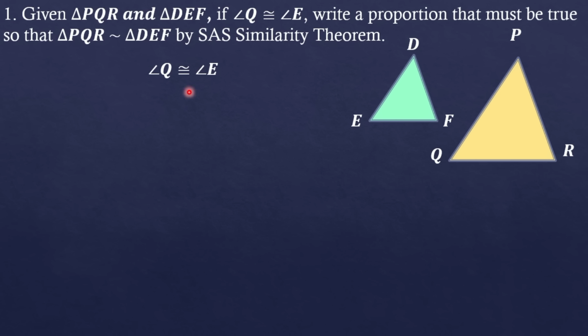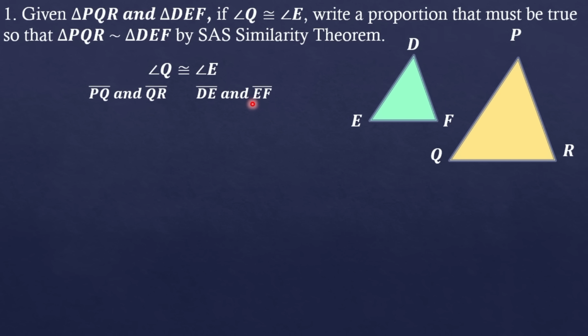So, ano ba yung side ni angle Q? So, we have segment PQ and segment QR. Ano ba yung side ni angle E? We have segment DE and segment EF. Okay? So, para makuha mo yung SAS, dapat po yung included angle mo, ang kukunin mo pong side ay yung side nung angle. Okay? So, now, kailangan daw po natin ipakita yung proportion nung ating dalawang triangle.